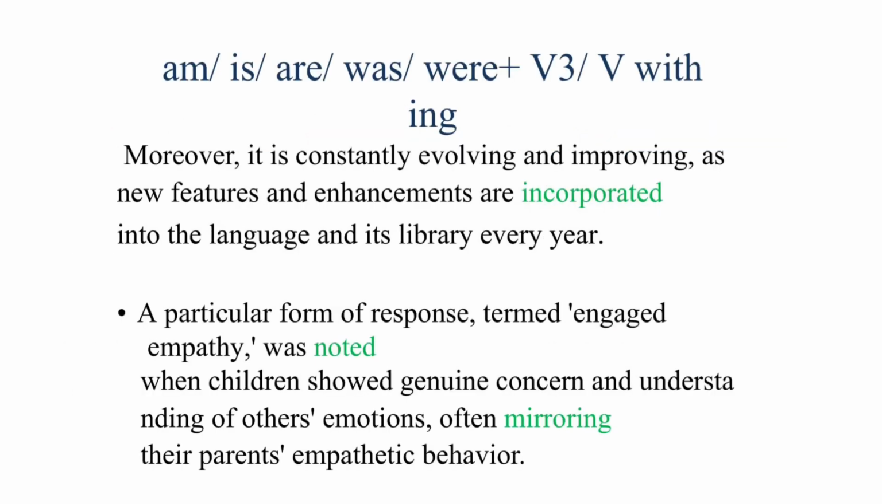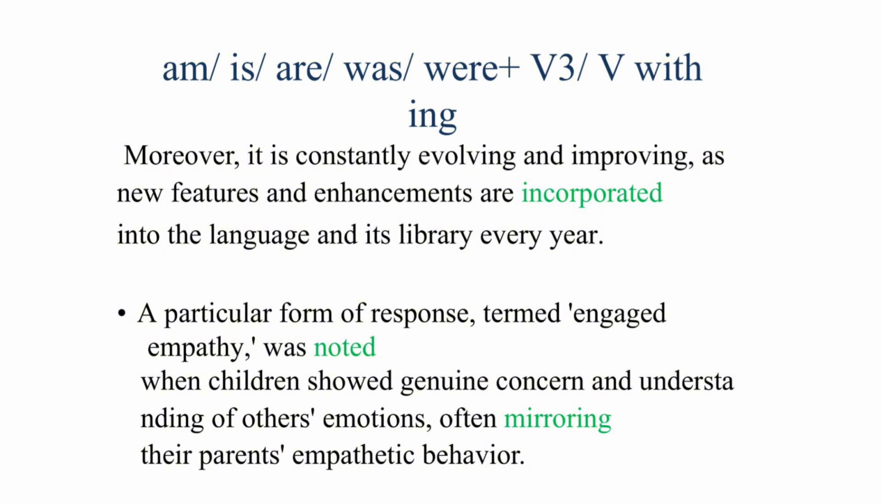Now the second is am, is, are, was, were. That has to be followed by V3, that is the ed form of the verb. So let us look at it. Moreover, it is constantly evolving and improving as new features and enhancements are incorporated into the language and its library. So incorporated is the ed form of the verb, or V3 form of the verb, we can call it.